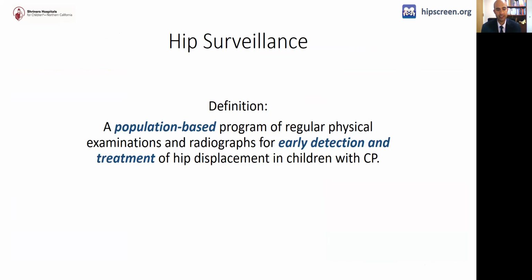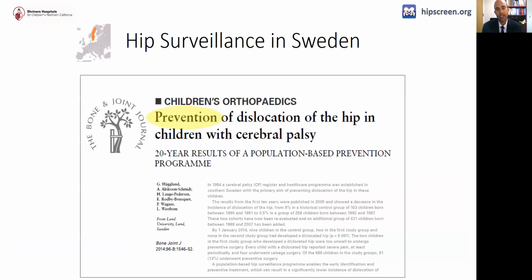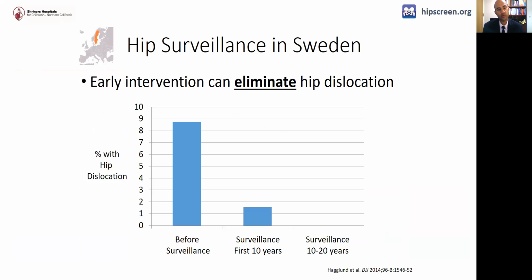Hip surveillance allows us to identify the issue early. It's defined as a population-based program of regular physical examinations and radiographs for early detection and treatment of hip displacement in children with CP. And our colleagues in Sweden in the early 90s instituted a hip surveillance program and found that over the 20-year course of their hip surveillance program, they were able to completely eliminate hip dislocations and identify hip displacement early, where it could be treated more effectively. Over the 20-year period, you can see a substantial reduction and eventual elimination in hip dislocations.